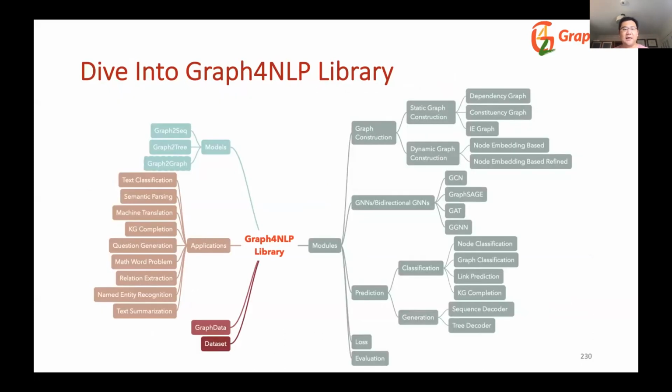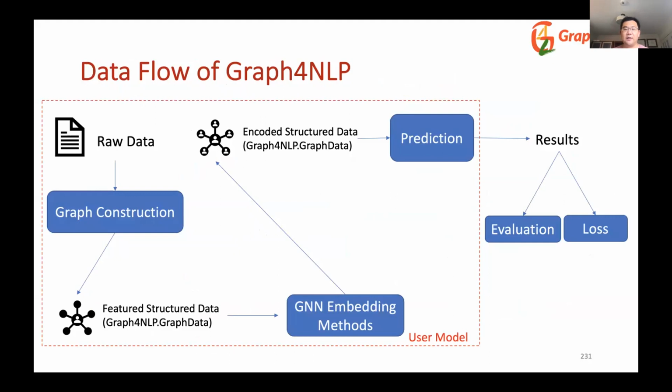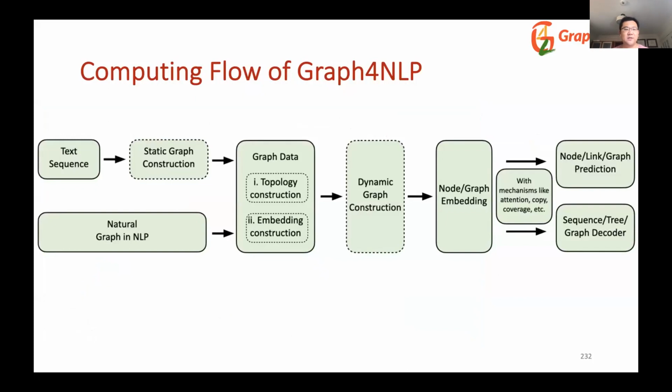So this is a deep dive into our Graph4NLP library. As you can see here, our tutorials almost follow the same structure as our library. This is a data flow for you to easily understand how the Graph4NLP library works. Basically, you have a raw text document, and then you send it to our library. We will do the graph construction for you, and then we have this graph data inside the library, and then we will pass that to our GNN module so that we can generate variants of the graph node representation, and then you can send it to any downstream task to do the prediction, and then you can do the evaluation and the loss computation. This is the compute flow for our library.